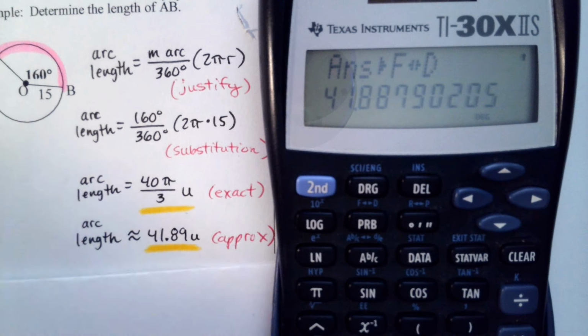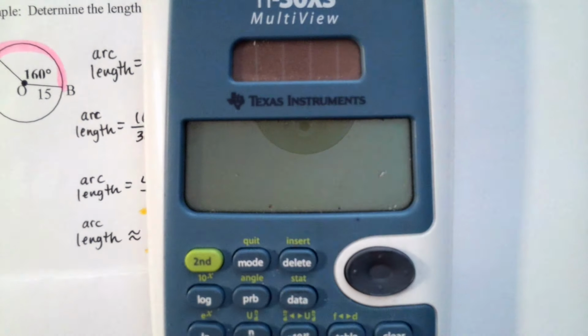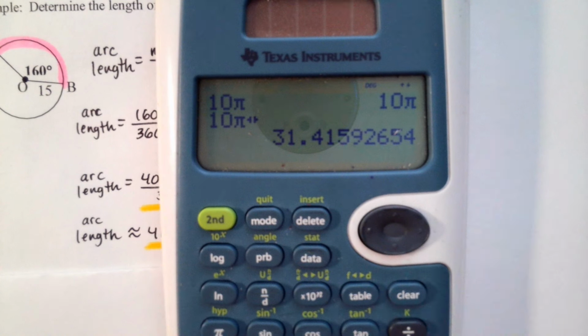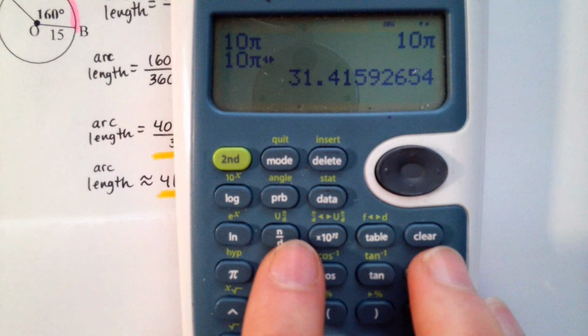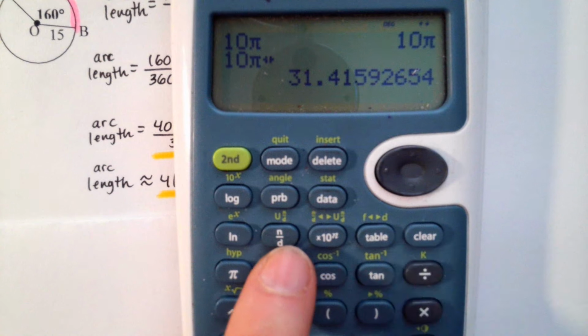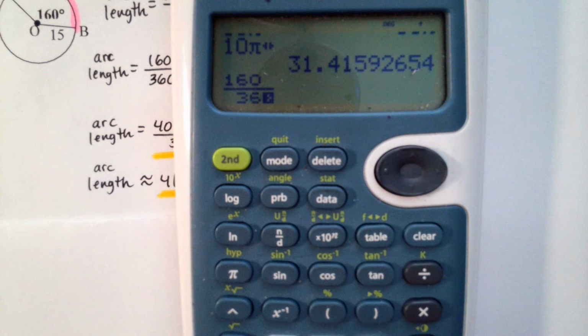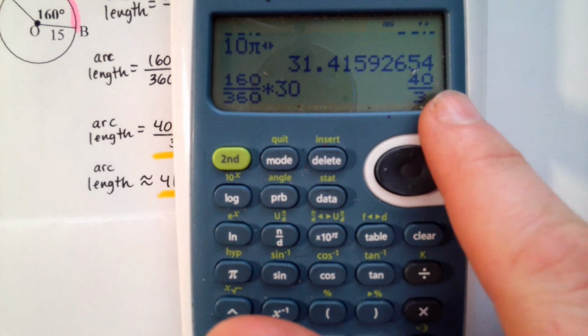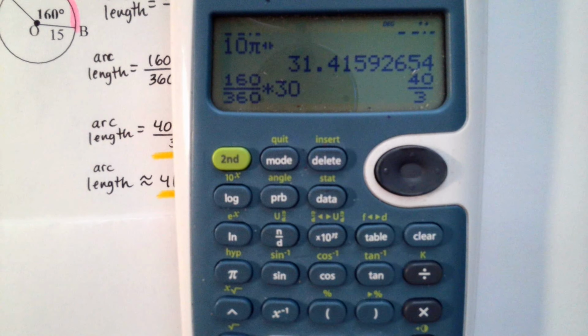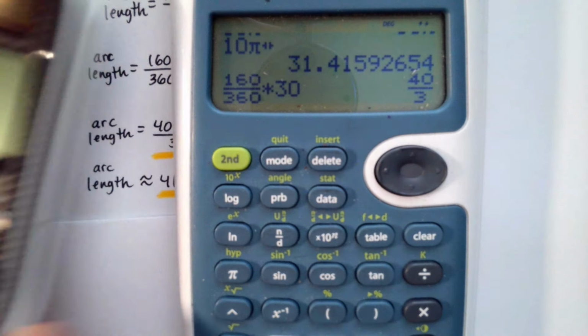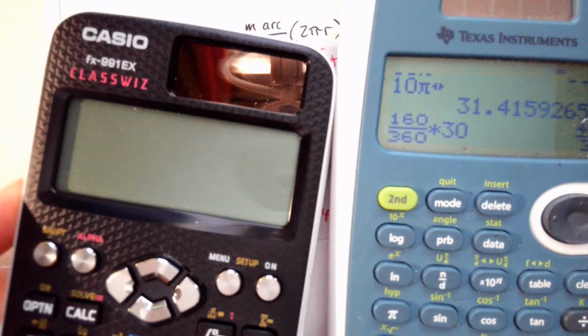Now some calculators, you can use the fraction button right away. On this calculator, the TI-30XS, right here is the fraction button, and I'll just type in 160 divided by 360 times 30, and it gives me the improper fraction right away. And Casios will do the same thing. Okay.